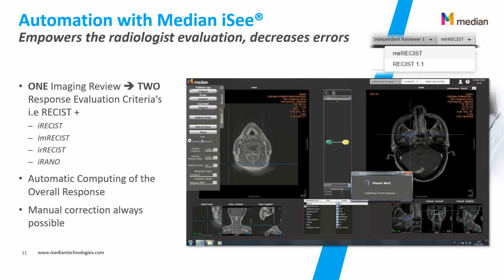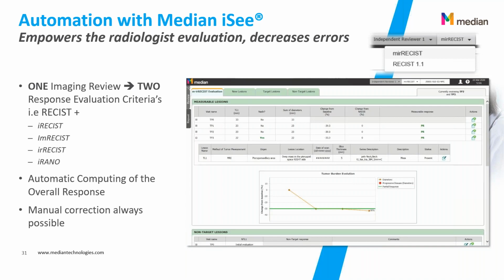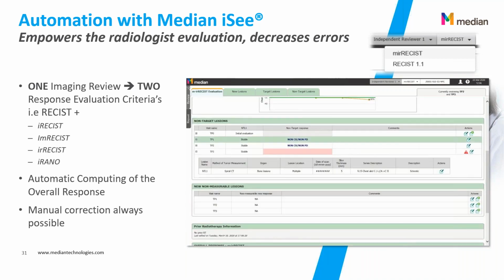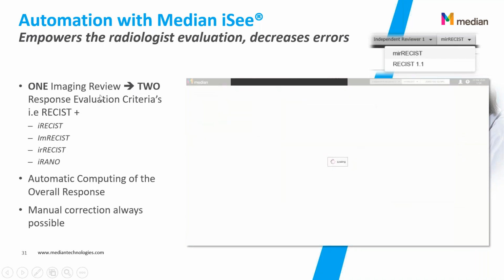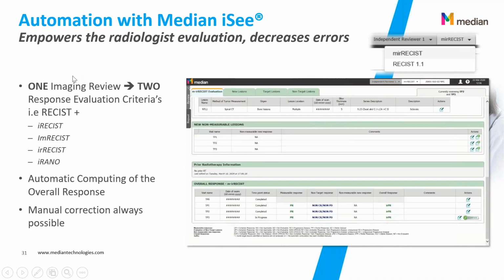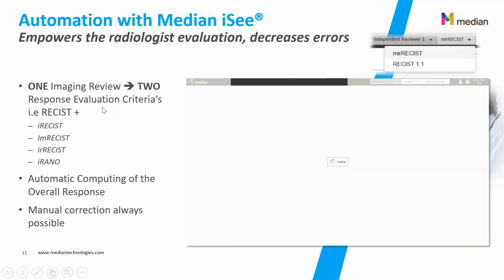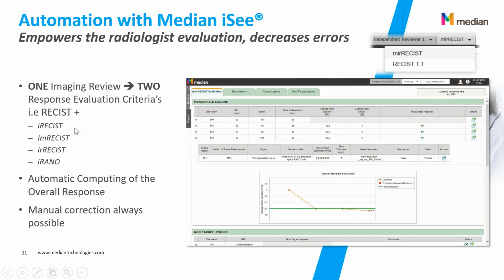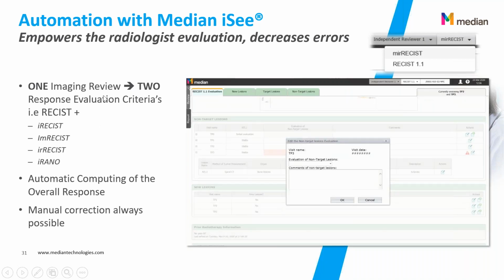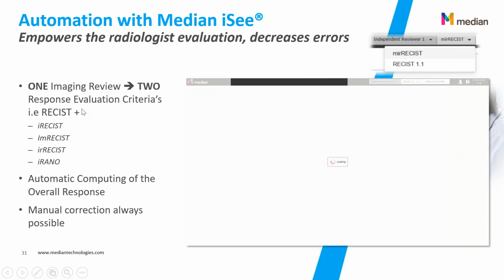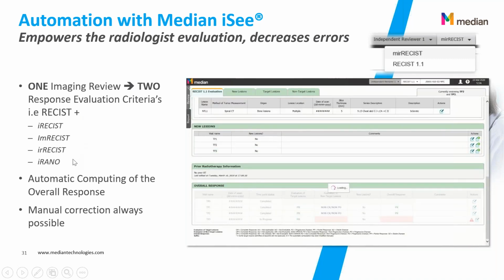Because of the immune criteria, there's something interesting that we can do. We can basically derive the immune criteria from the traditional RECIST criteria. Our way of working is that we ask the reader to do one imaging review, and from this only one imaging review, we can actually derive two types of endpoints: RECIST 1.1 and one or more immune criteria. This is really a way to diminish the error, because the human intervention is done only on the image review, and based on the RECIST 1.1, we derive the immune criteria.